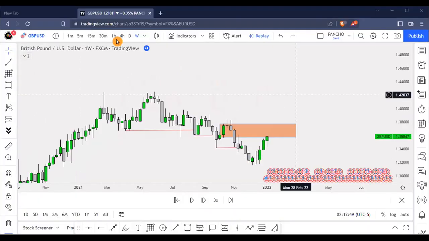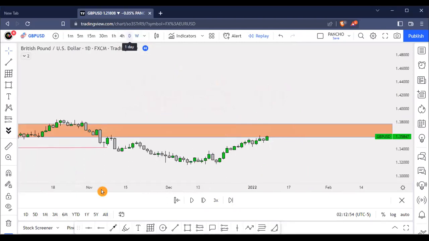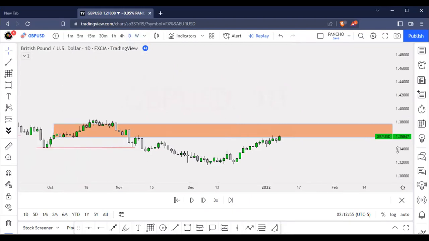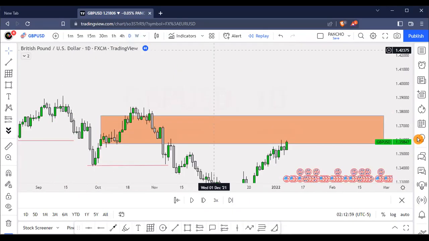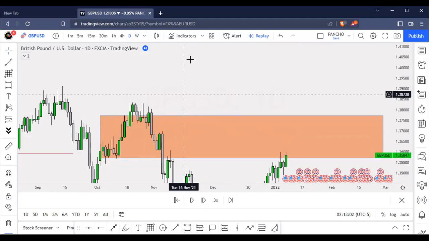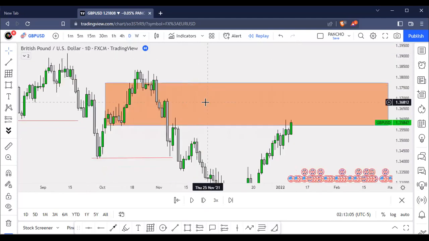Okay, so we go to the 1 day time frame, the daily time frame. This is the daily time frame here. We can see our 1 week order block is this whole area. Now in the 1 day, we are going to try to refine our order block. We cannot say this is a 1 day time frame order block, can we?